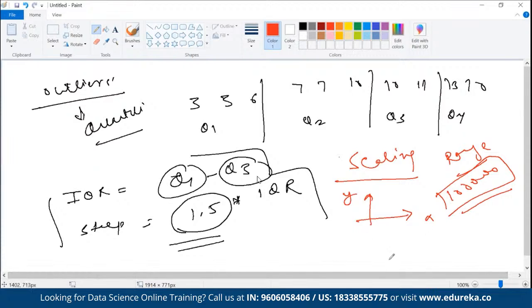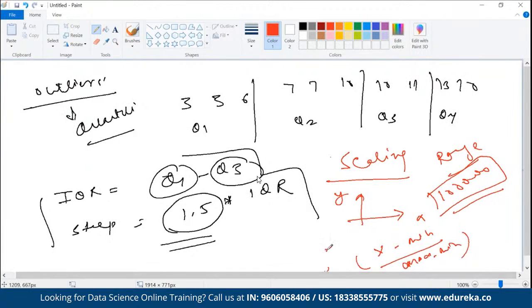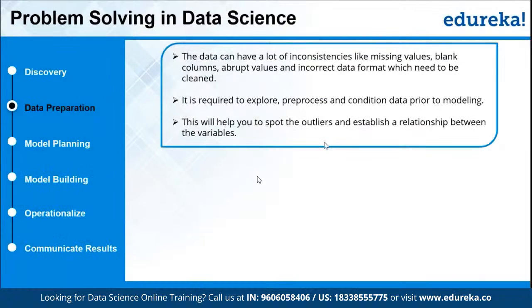Or for standardization we say x minus minimum over maximum minus minimum. So these are the things you need to know. As a data scientist, you will get rid of the inconsistency, you will have to find the outliers, and most importantly, you will have to establish a relationship between the variables. Y is equal to f(x) is something which is your job.